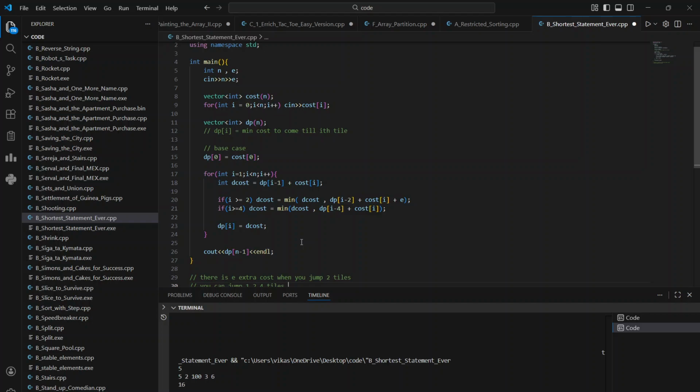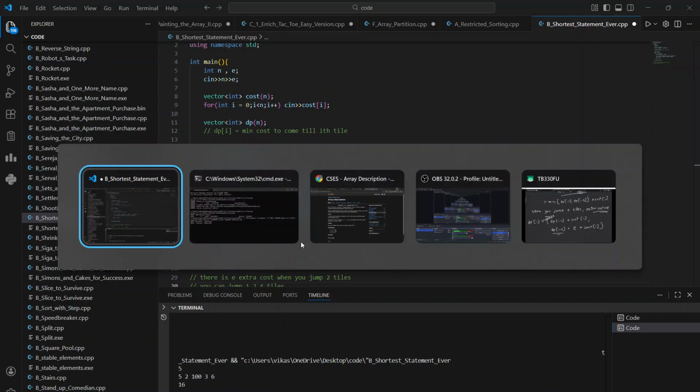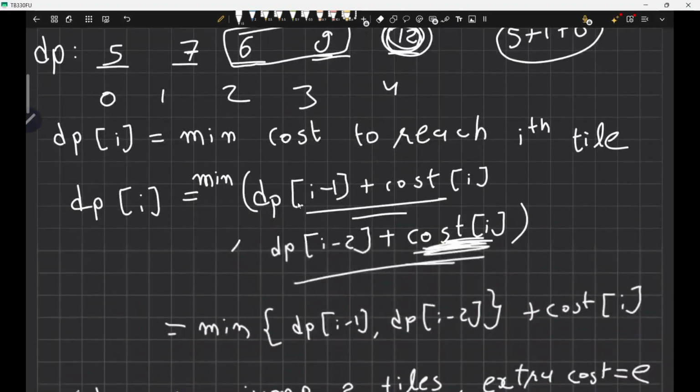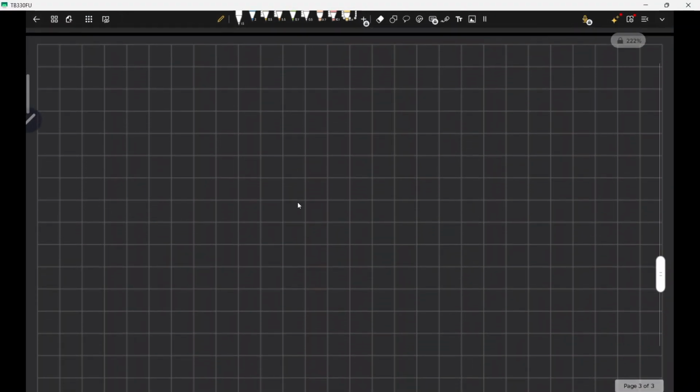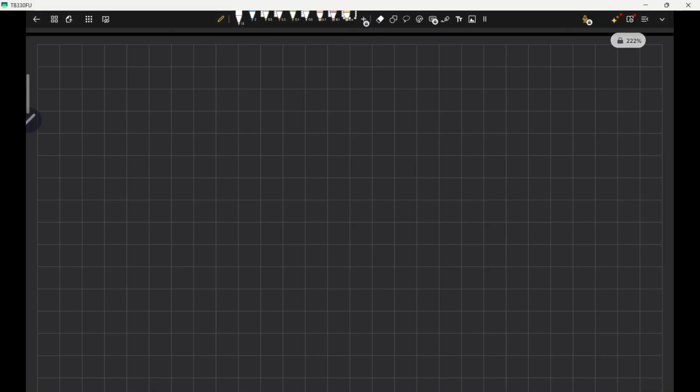So, okay, that was it for the counting question. And I hope that you understand this thing. Okay, I just forgot to explain one more thing, which is optimizing space complexity.